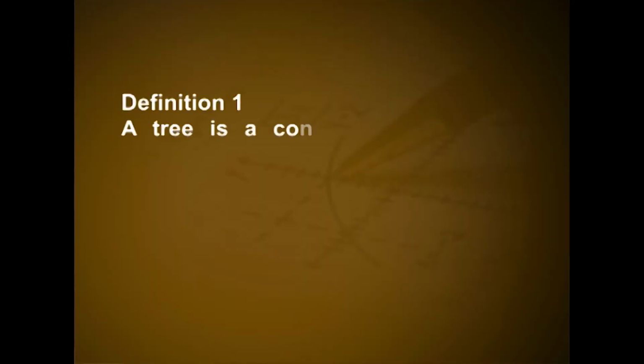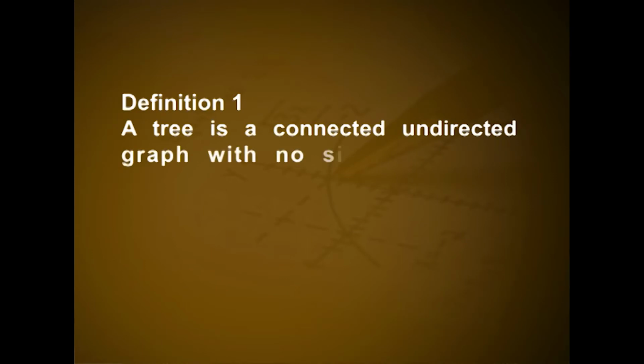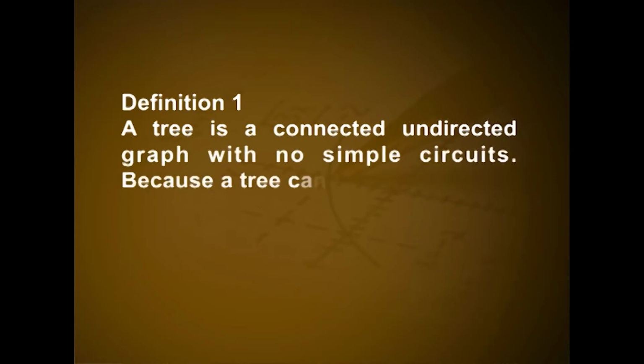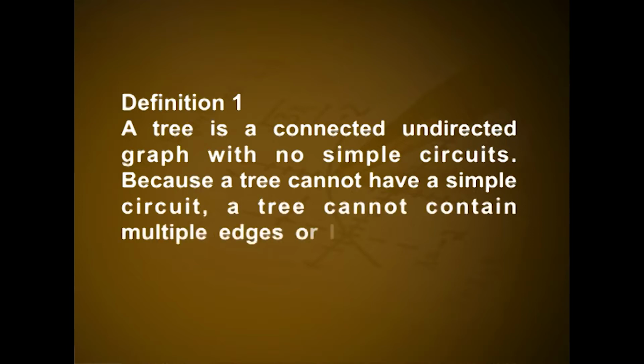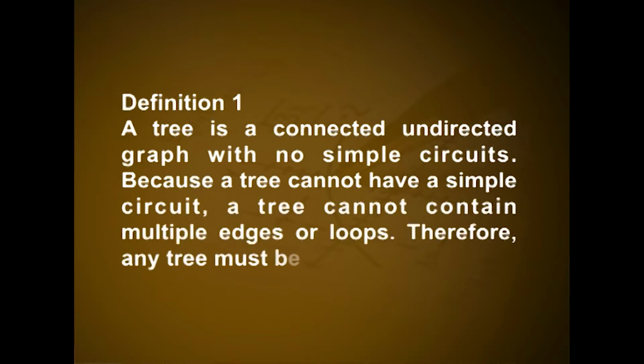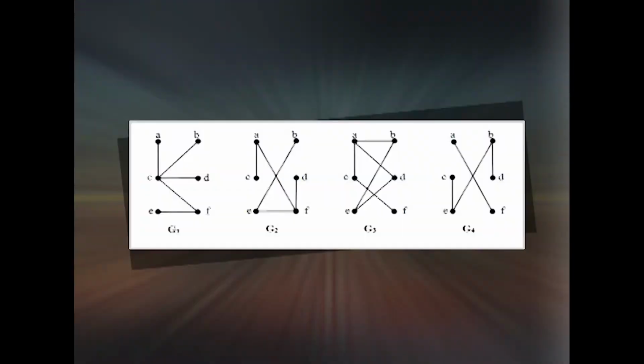Definition 1. A tree is a connected undirected graph with no simple circuits. Because a tree cannot have a simple circuit, a tree cannot contain multiple edges or loops. Therefore, any tree must be a simple graph. Example 1. Which of the following graphs shown in figure 1 are trees?